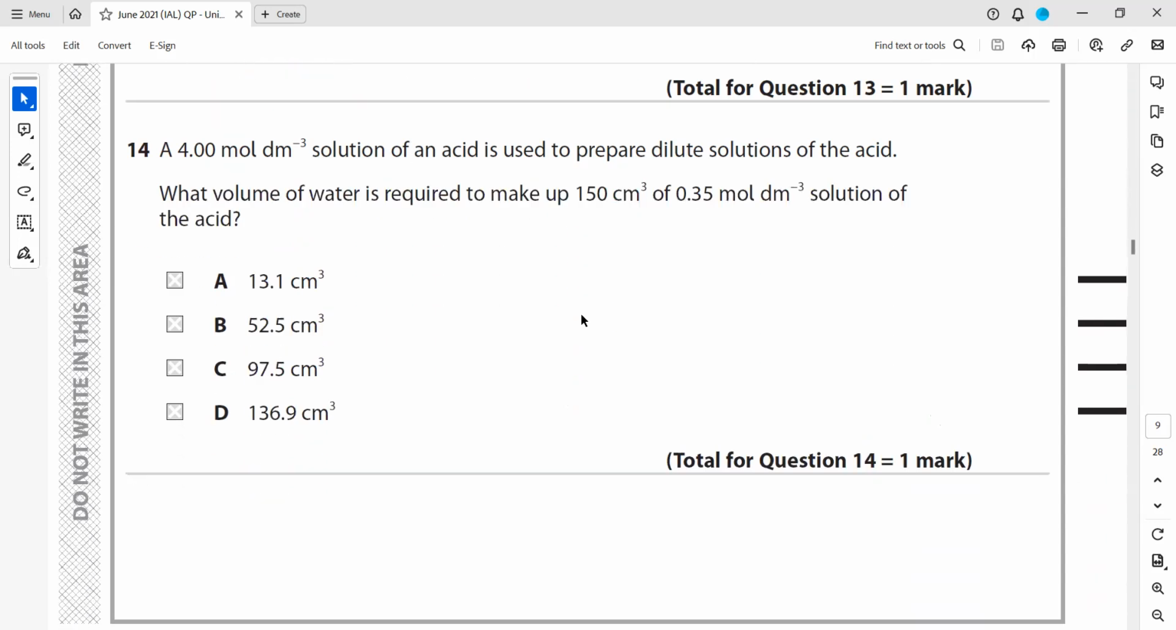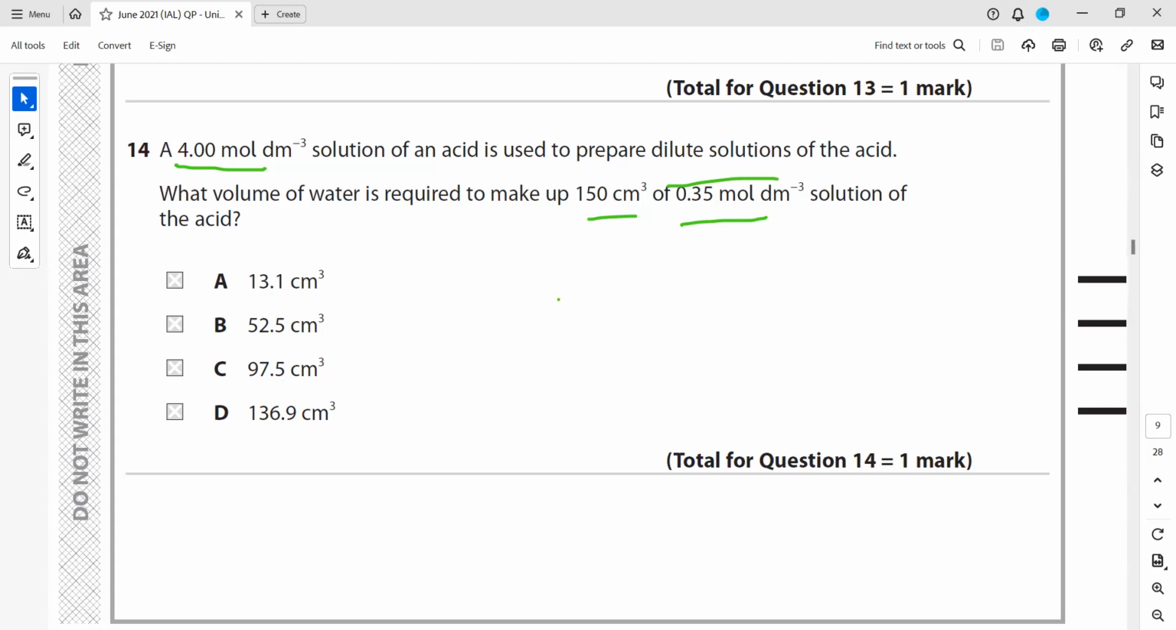In question 14, a 4 mol per dm cube solution of an acid is used to prepare a dilute solution of the acid. What is the volume required to make up 150 cm cube? So we want to change the concentration. First, this is the original concentration of the acid, used to prepare a dilute solution, and the new concentration is 0.35. And what volume is required to make up 150 cm cube?